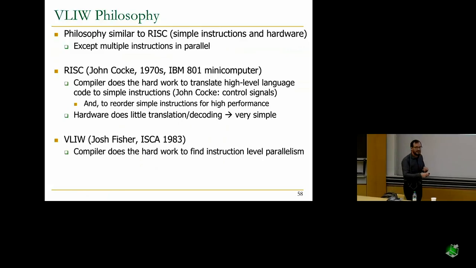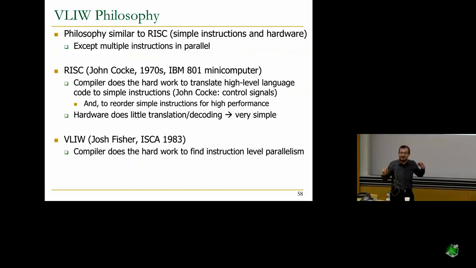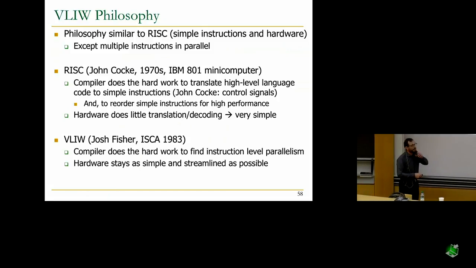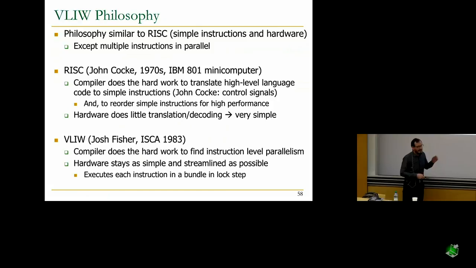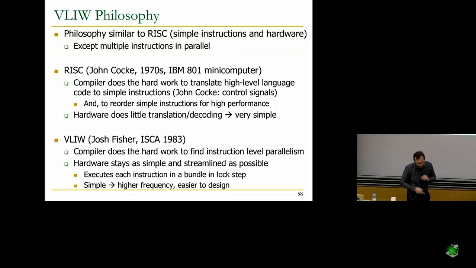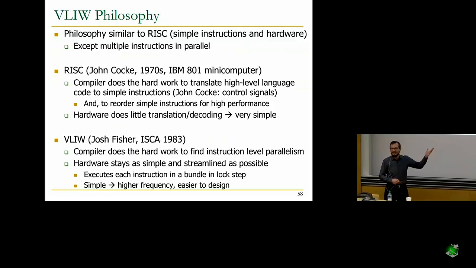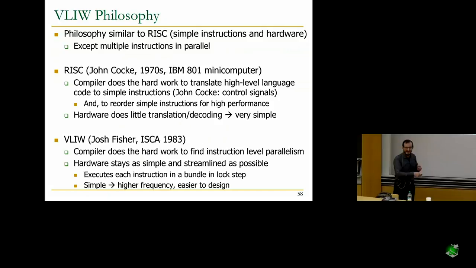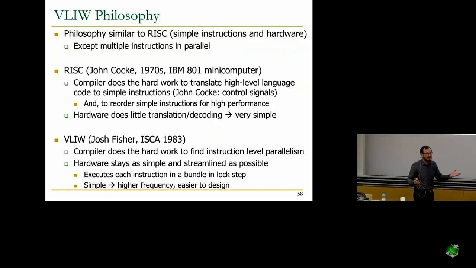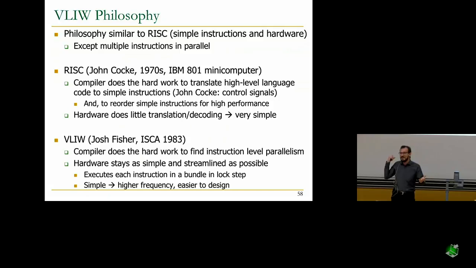The compiler does the hard work to find instruction-level parallelism to pack these independent instructions together. And the hardware stays as simple and as streamlined as possible. Now you can potentially increase clock frequency, right, to be very high. And you execute each instruction in a bundle in lockstep because of that. It's simple, higher frequency, easier to design. And this has been the war of the two worlds, if you will. Complex hardware, out-of-order execution, versus simple hardware. Well, in most general-purpose machines, complex hardware won, because it's very difficult to extract parallelism, as I'm going to tell you in a little bit.